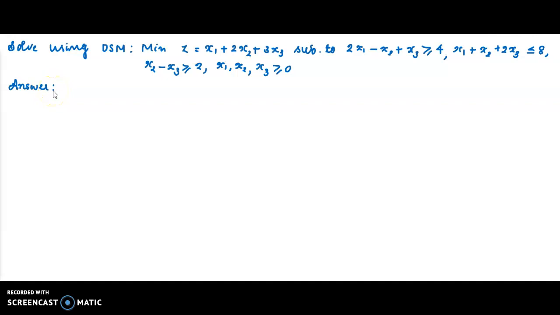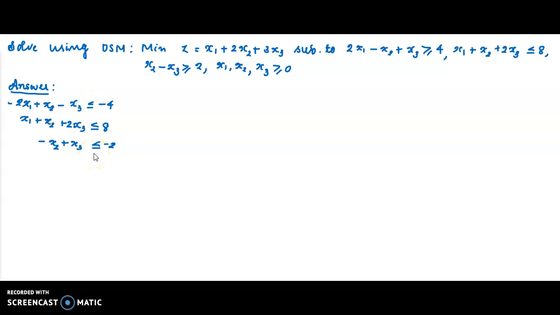I am going to write the constraints in less than or equal to form. Multiplying the first constraint by minus sign on both sides. Second is already in less than or equal to form. Third can be multiplied by minus sign on both sides. In that procedure we write the constraints in less than or equal to form. Here we have written all the constraints in less than or equal to form.